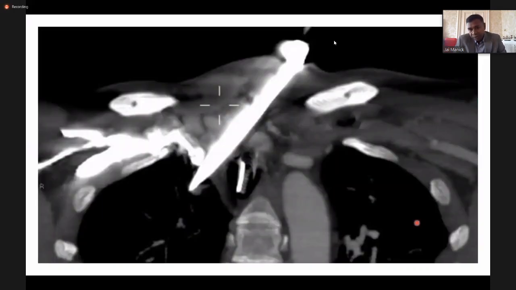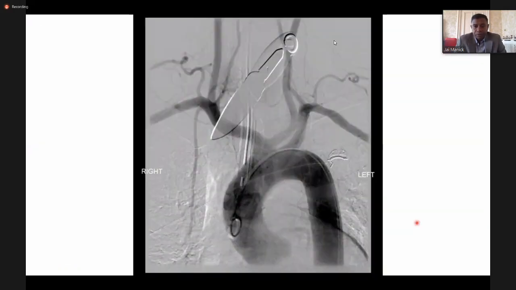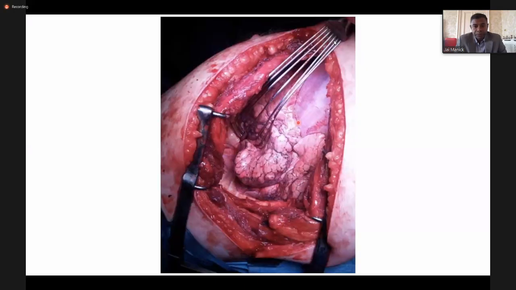Like you can see clearly, it's going all the way down to the thorax. CT angiography has been done, which showed this is the aorta, and this is the common carotid vessels and brachiocephalic. Luckily, there wasn't any vascular injury, but the interventional radiologist did this procedure for us. But how did we remove the knife?